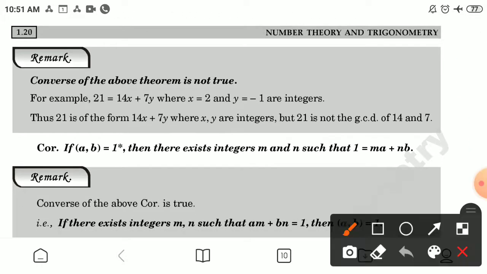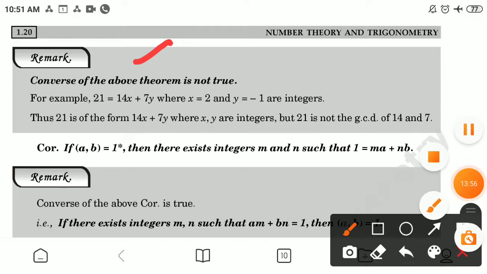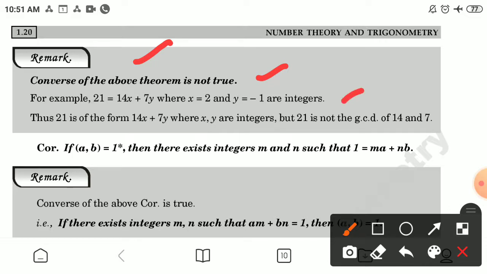Now, making a remark: the converse of the above theorem is not true. For example, 21 = 14x + 7y, where x = 2 and y = -1 are integers. Thus, 21 is of the form 14x + 7y, where x and y are integers, but 21 is not the greatest common divisor of 14 and 7.